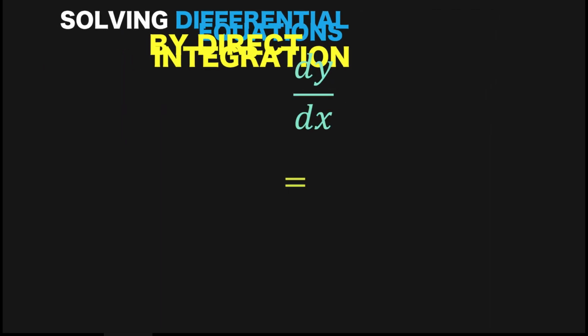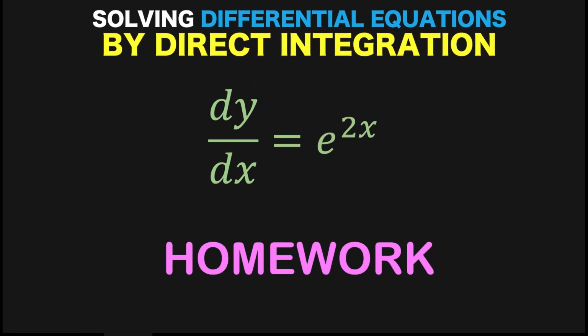For your homework, here is the problem. dy over dx is equal to e raised to 2x. Find the function y of x that gives this derivative.